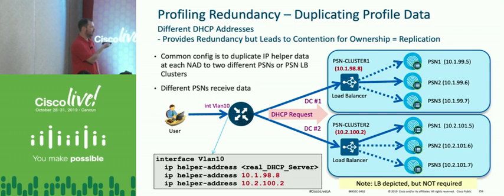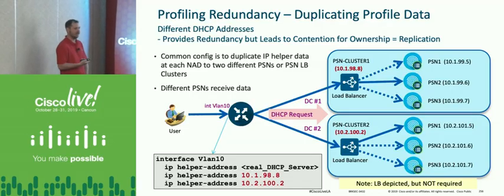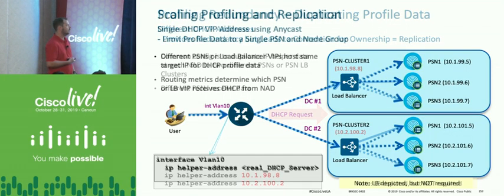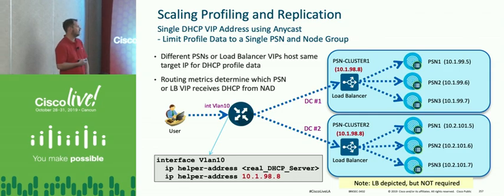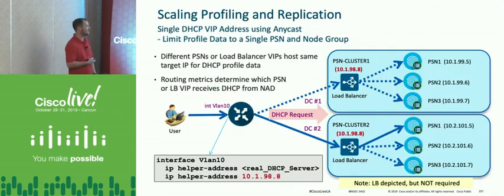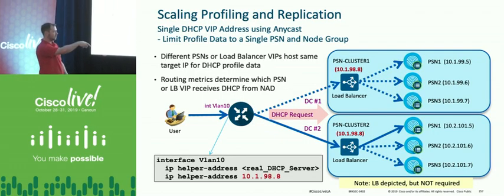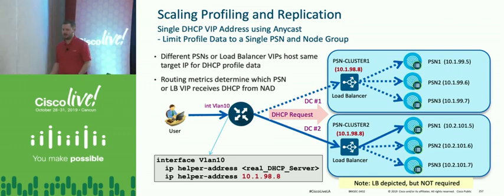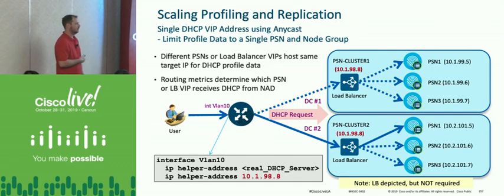Load balancers depicted but not required. So you can use a load balancer to help with this replication and help with getting the probe data to the correct place, but it's not required to make that happen. Another example here is we've got our load balancer with Anycast and the DHCP request hitting a single PSN. If that PSN dies, then we're able to send it to the next PSN. So it does simplify our helper configuration out within the setup as well.